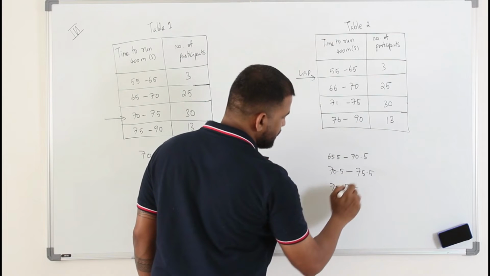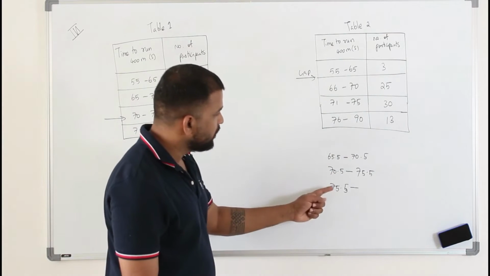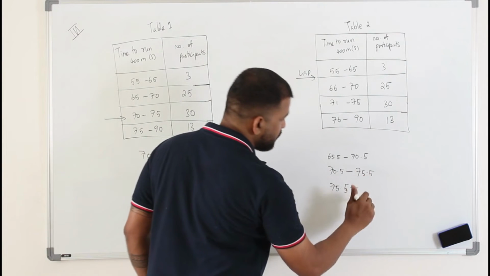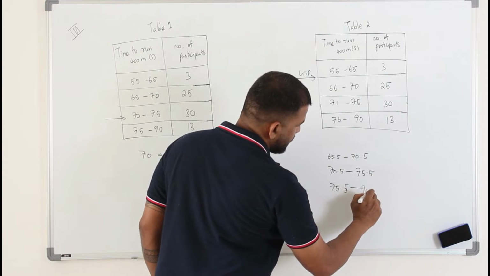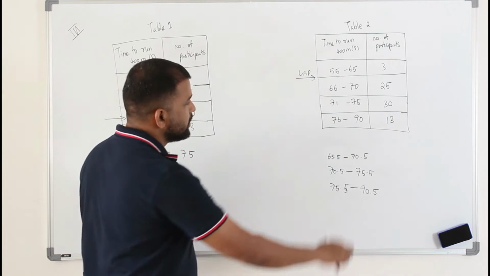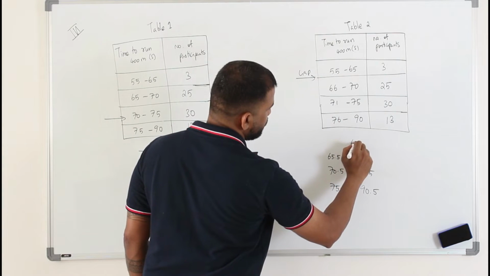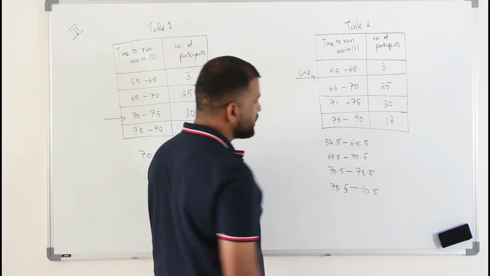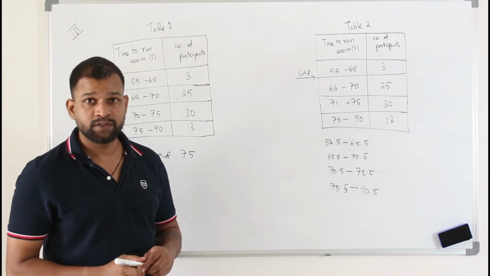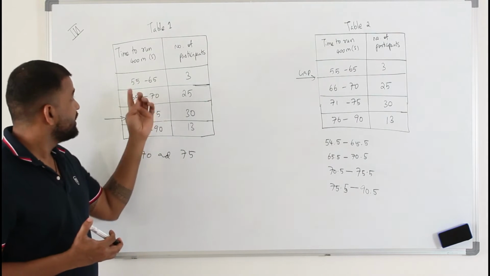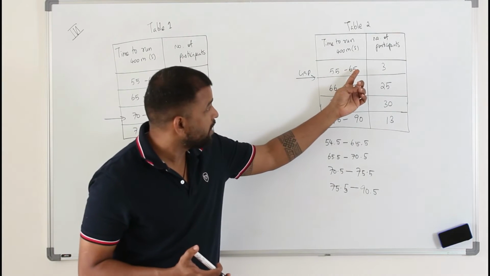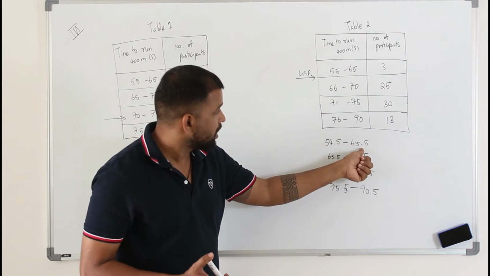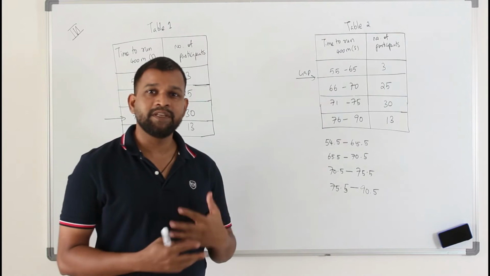75.5, 90. Though there is no next number, if you look at all the intervals, you are either adding 0.5 here or subtracting 0.5. So if you add 0.5, it's going to be 90.5. So for the first one, it's 65.5 and subtract 0.5 here, 54.5. So these are all the class boundaries. Here you can just take the extreme numbers. Here you need to find the average of this number and the next number and take it as the class boundary for this one.